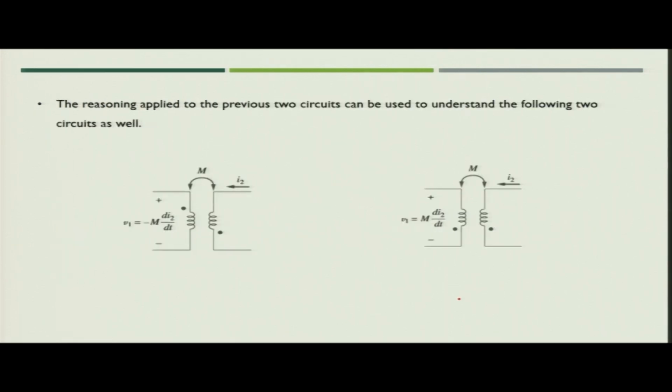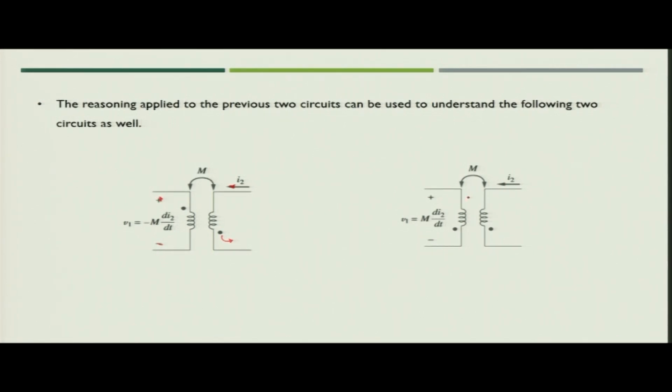Now, similarly, in this case, when the current is flowing in the second coil, I2 is flowing in the second coil, that means I2 is leaving the dot. So, if it is leaving the dot, the induced mutual voltage will be negative at the downward terminal and positive at the dotted terminal.